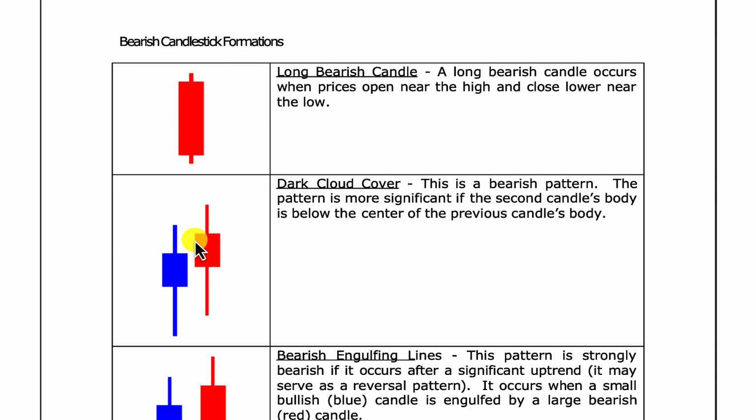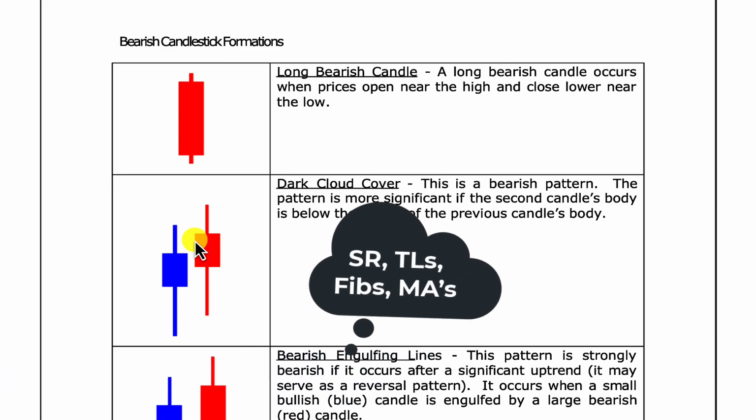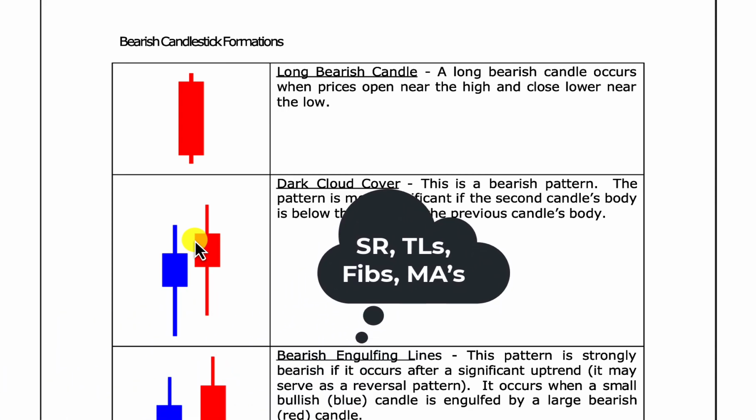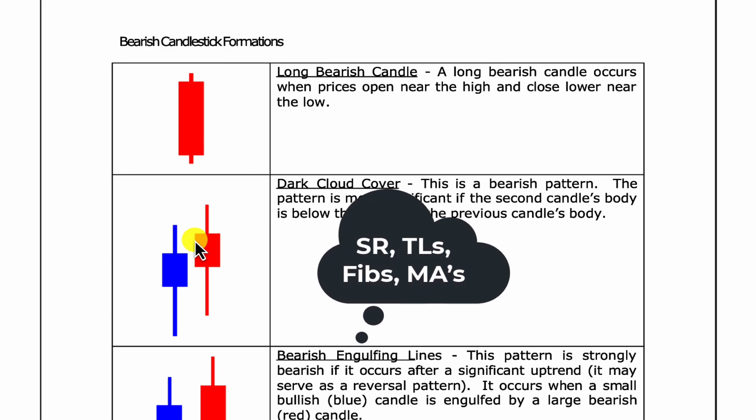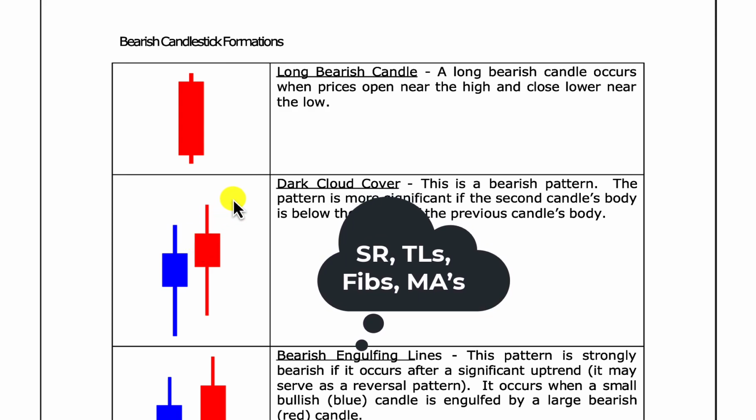Now, I'm going to be telling you how I trade these in conjunction with other things on your charts. Some people trade them as standalone patterns without anything else on their charts, and that can be done, and I do that myself sometimes. But these become very powerful when you combine them with things on your charts that are helpful, like support and resistance lines, trend lines, Fibonacci levels, and even certain moving averages which act as support and resistance. So bear that in mind when you're looking at candles.